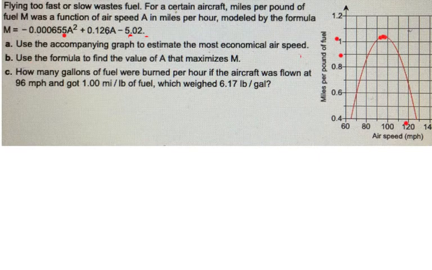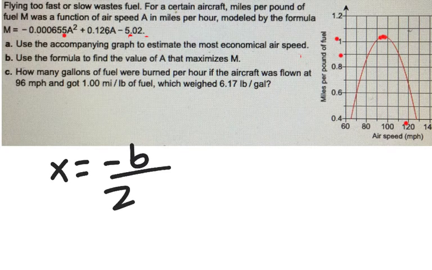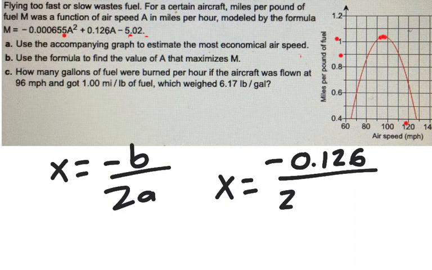Now B part, to figure out what actually maximizes the mileage M, we would use our axis of symmetry formula to help us find the vertex. So we know the vertex is somewhere here. And to figure out where that is, we're going to plug into x equals negative b over 2a. So for this problem, that's going to be negative 0.126 over 2 times a, which is negative 0.000655.